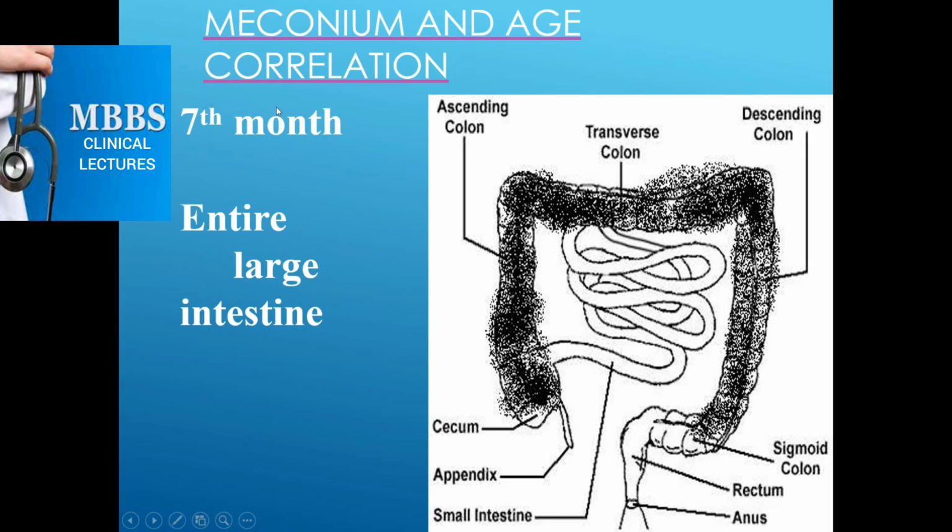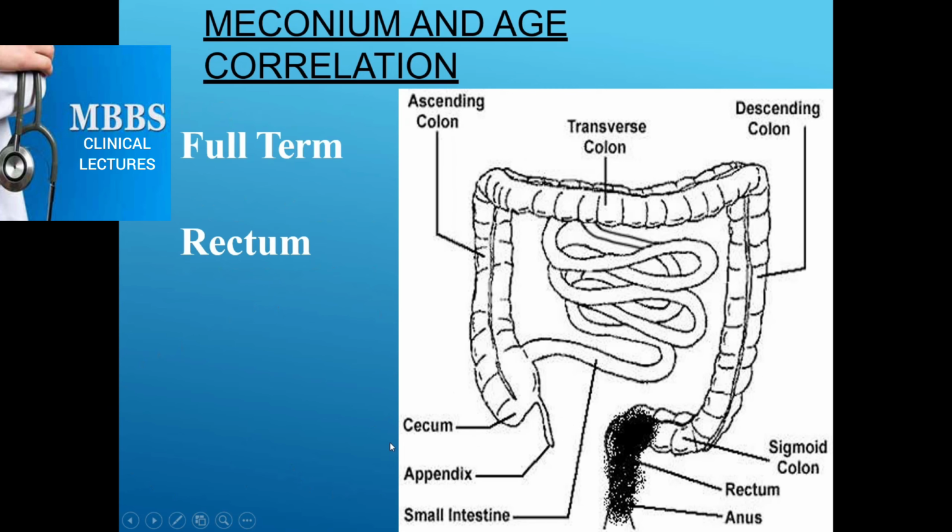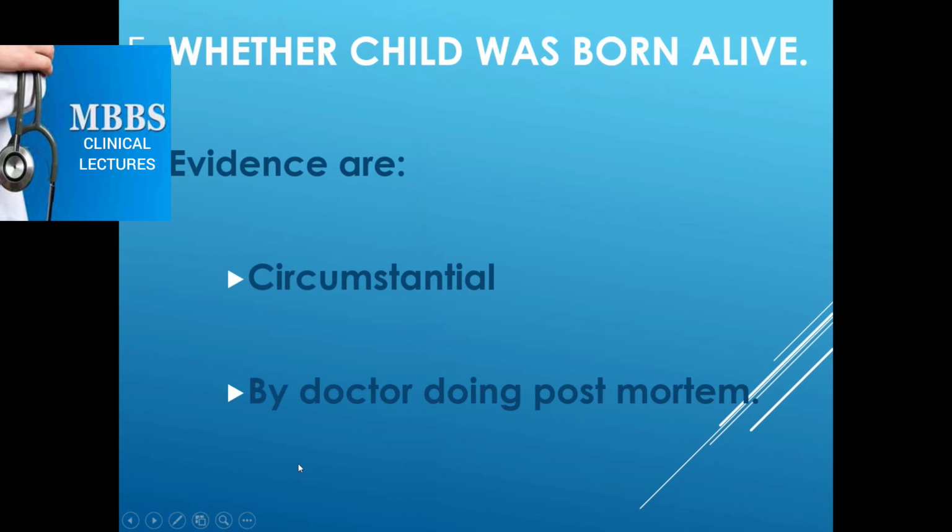And at the age of 7 months, the entire large intestine is filled up with meconium. And in the 9th month, it is present only at the end of large intestine. At the end of the 9th month of intrauterine life, meconium is found at the end of the large intestine. And at full term, at the time of birth, meconium is present in the rectum. That is the first stool the baby passes.